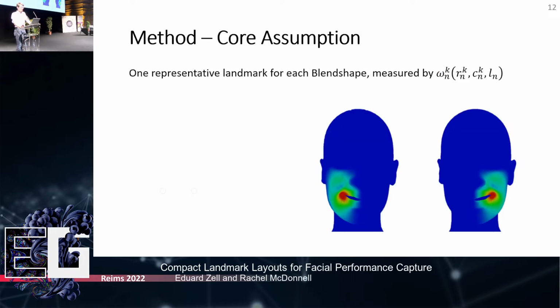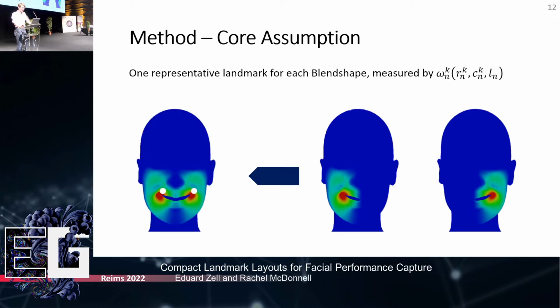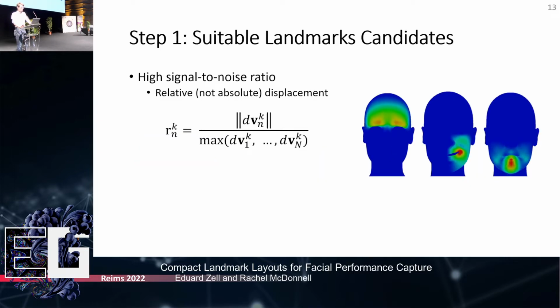In our approach, we assume that at least one representative landmark is required for each blend shape. To quantify the quality of each vertex to represent a blend shape, we introduce a weighting function dependent on 3 variables that I will discuss now. First, we consider the relative blend shape displacement. We preferred the relative metric over an absolute to balance better between large expressions, like mouth opening, and more subtle, but still very important expressions, like an eye blink.